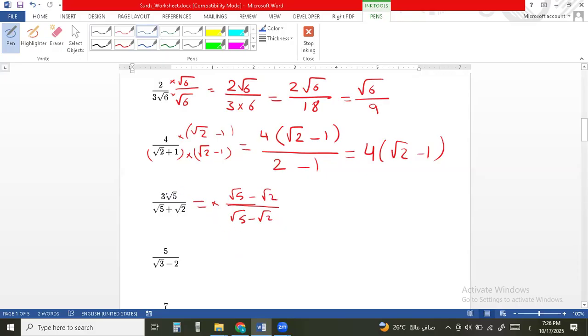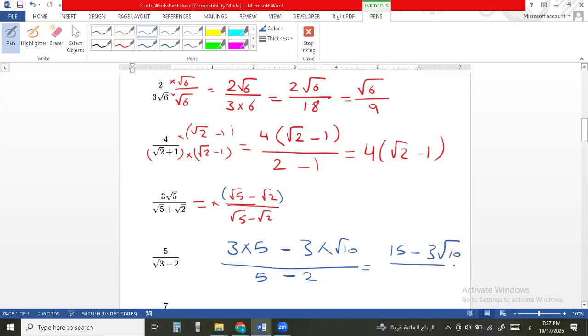3 root of 5 multiplied by root of 5. First, we're going to expand the brackets. So it's going to be 3 times root of 5 times root of 5 is 5, minus 3 times 1 is just 3, times root of 5 times root of 2 is root of 10, over, multiply first by first, which is root of 5 times root of 5 is just 5, root of 2 times root of 2 is just 2, equals, let's simplify. 3 times 5 is 15, minus 3 root of 10, over 5 minus 2 is what?